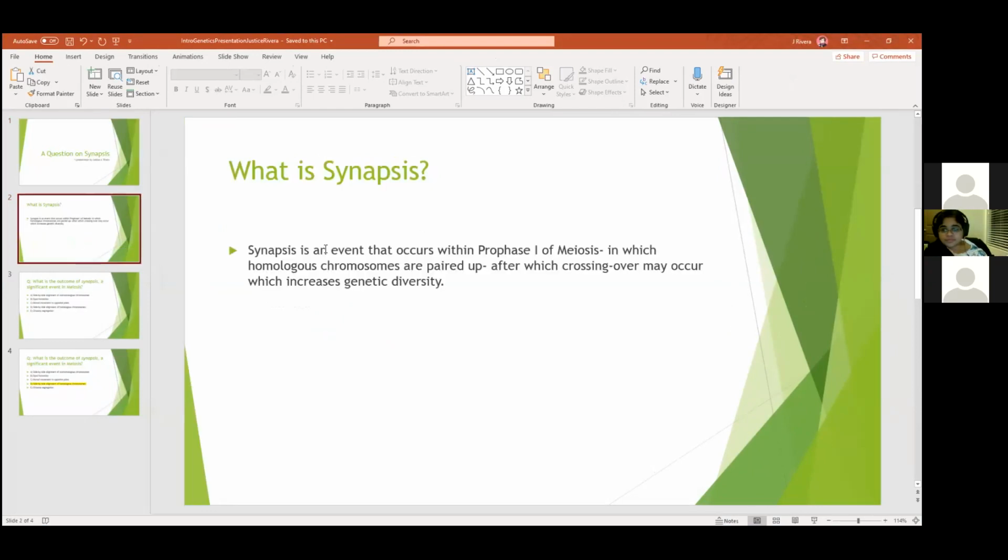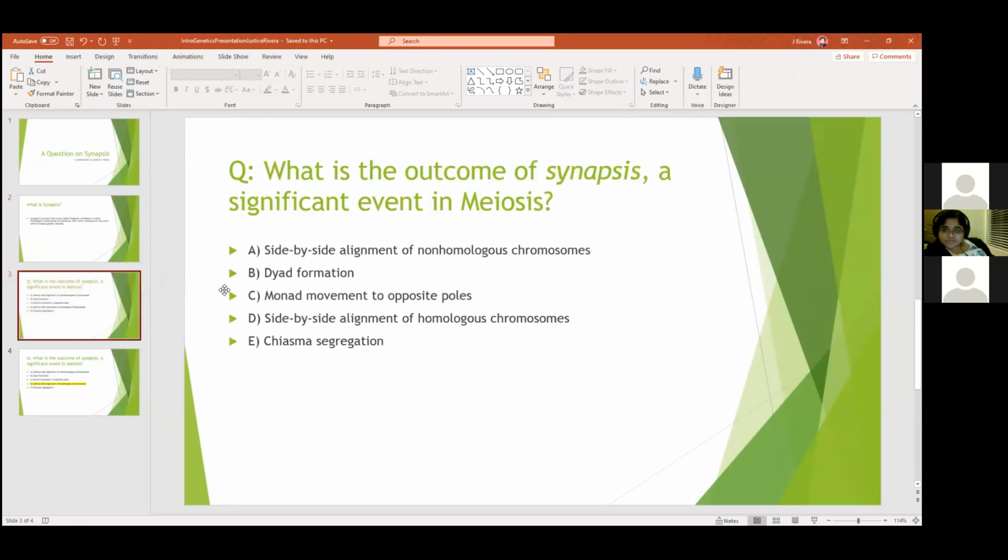So a brief recap beforehand. What is synapsis? It's an event that occurs during prophase 1 of meiosis, in which homologous chromosomes are paired up, and after that, crossing over can occur. So my question was, what is the outcome of synapsis? And the answer is right here, which is side-by-side alignment of homologous chromosomes. Good. Any questions, anyone? Nope. All right. Awesome.